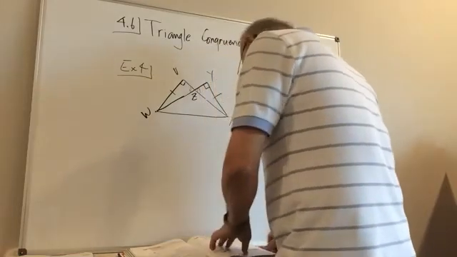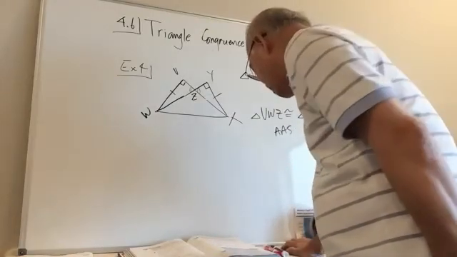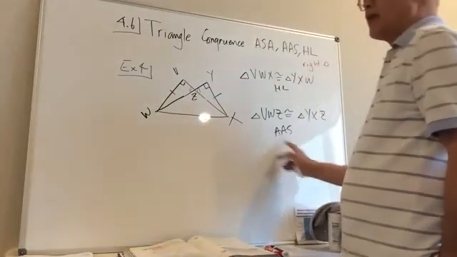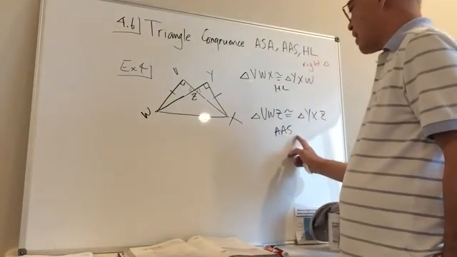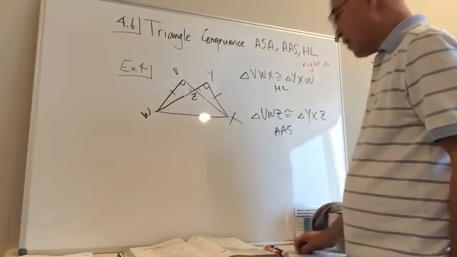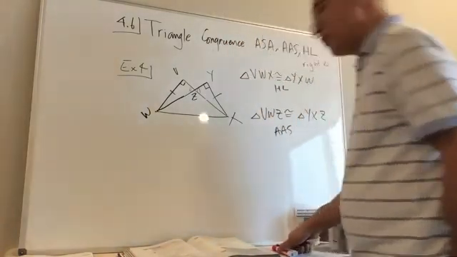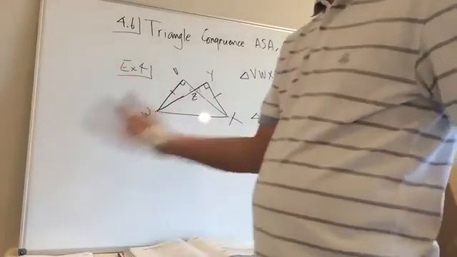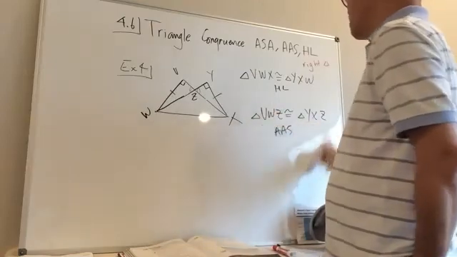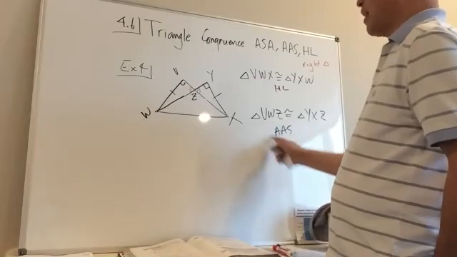Okay, let's read what B says. This conclusion cannot be proven by HL. That's correct. It can be proven, but not by hypotenuse leg. It can be proven by angle, angle, side. Now it looks like I am going over something that the book is not going over. The book is correct in saying that you cannot prove this using hypotenuse leg. But you can prove it by using angle, angle, side.